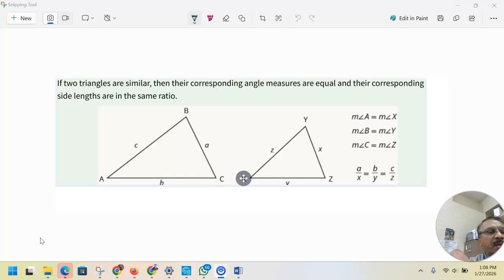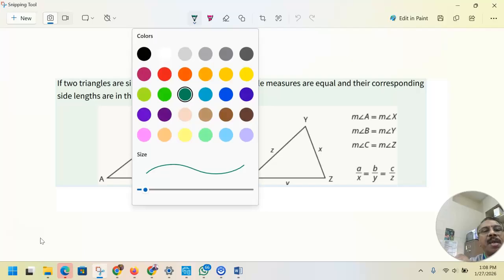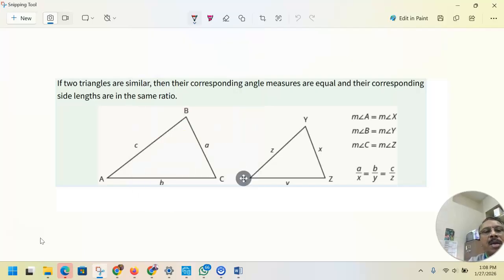Look at this question about similar triangles. Let me put some colors to show this is the length A. Whenever two triangles are similar, what does that mean? This angle and this angle are the same. If it is 40, this is also 40; if this angle is maybe 80, this also becomes 80; and if this angle is 60, this angle is 60. So the two triangles are similar.